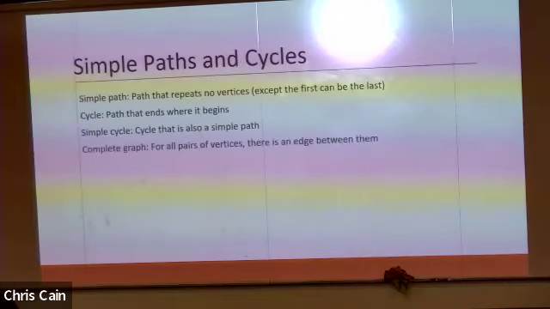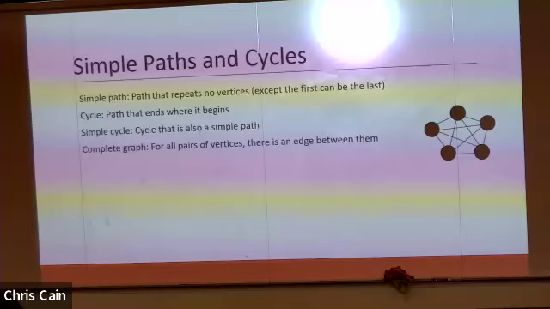We can also now define a complete graph, which says for every pair of vertices in the graph, there is an edge between those vertices. So here's an example of a complete graph. There is no pair of vertices that does not have an edge between them. In order for a directed graph to be a complete graph, there must be incoming and outgoing edges to every vertex from every vertex.